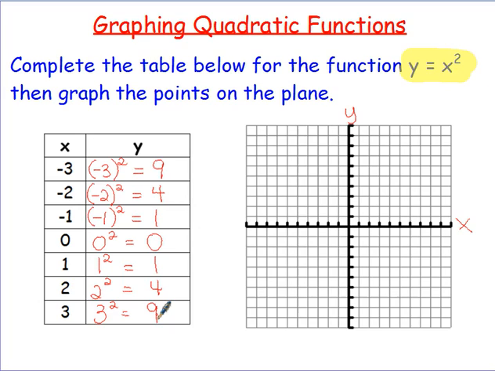So let's see how you did. We're graphing -3, +9. That means we're going to go left 3 and up 9. So 1, 2, 3, 1, 2, 3, 4, 5, 6, 7, 8. We're up here. Left 2, up 4. -1, +1. So left 1, up 1. 0, 0. We know that that is in the very center.